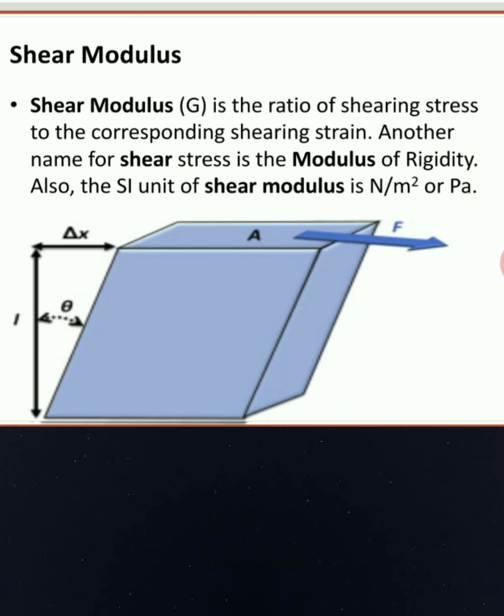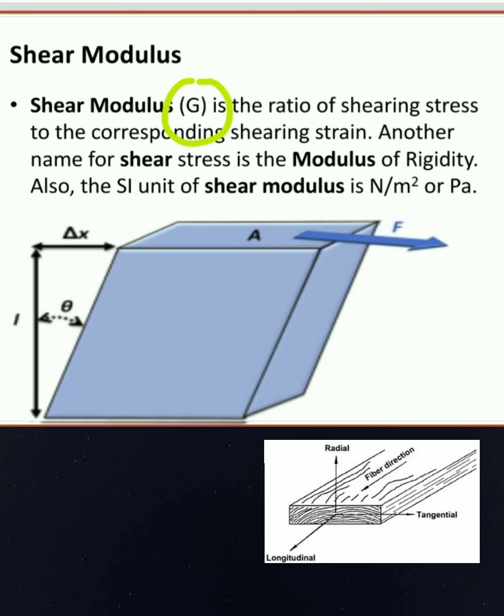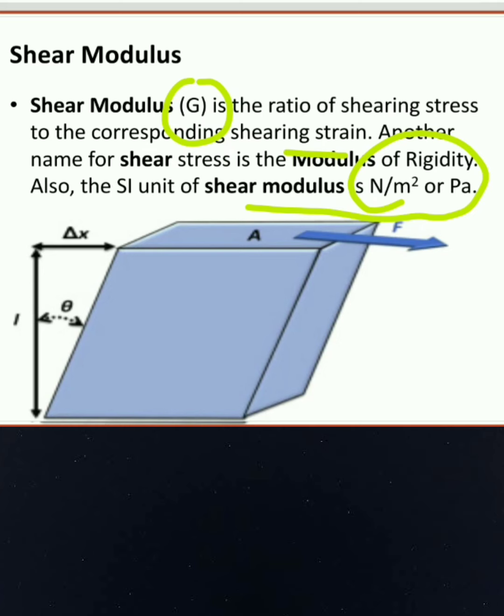Now come to shear modulus. Shear modulus is represented by G. It is the ratio of shearing stress to the corresponding shearing strain. Another name for it is the modulus of rigidity, and its SI unit is Newton per meter square or Pascal. The SI unit is the same for each modulus. For both Young modulus and bulk modulus, the unit will be the same, that is, Newton per meter square.